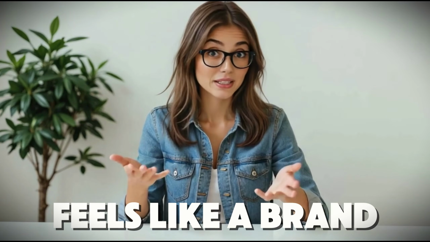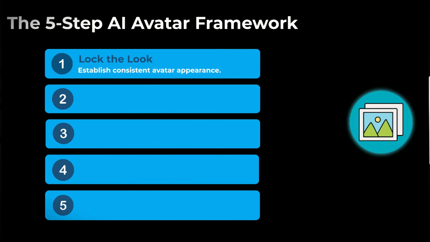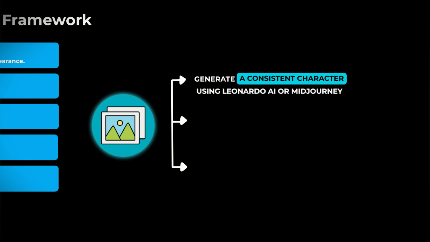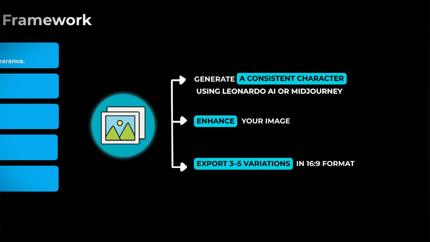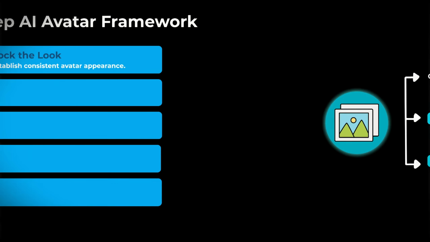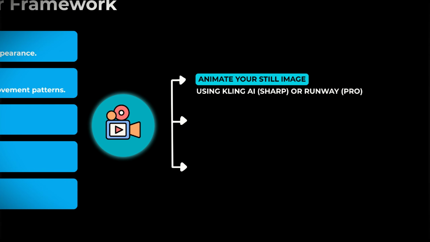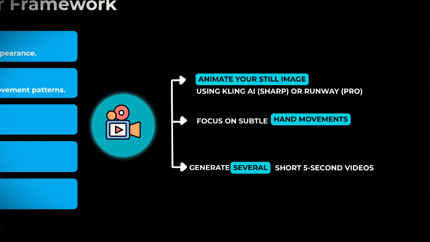Alright, we've officially built a faceless AI avatar that looks consistent, moves like a human, talks like you, and feels like a brand. Let's do a 30-second recap so you can screenshot it, save it, tattoo it, whatever you need. Step 1. Lock the look. Generate a consistent character using Leonardo AI or Midjourney. Enhance your image. Export 3 to 5 variations in 16:9 format. Step 2. Motion match. Animate your still image using Kling AI, Sharp, or Runway, Soft. Focus on subtle hand movements.